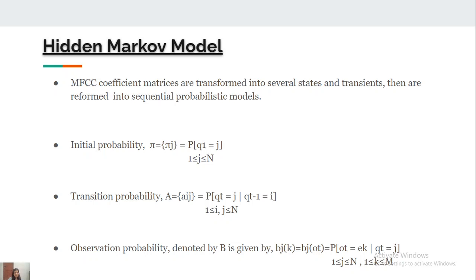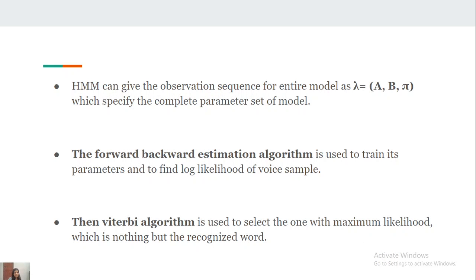In these equations, n represents the number of states, and the states are denoted by set Q, and m is the number of distinct observations, and it is denoted as set O. From these, HMM can give the observation sequence for the entire model as lambda equal to A, B, pi, and this will specify the complete parameter set of the model.